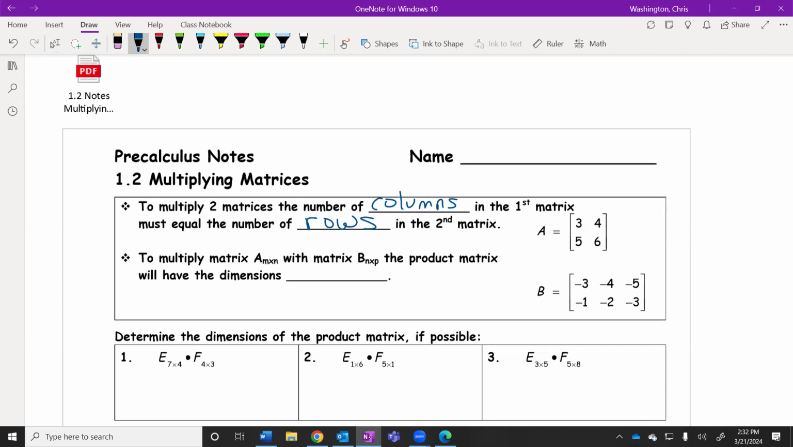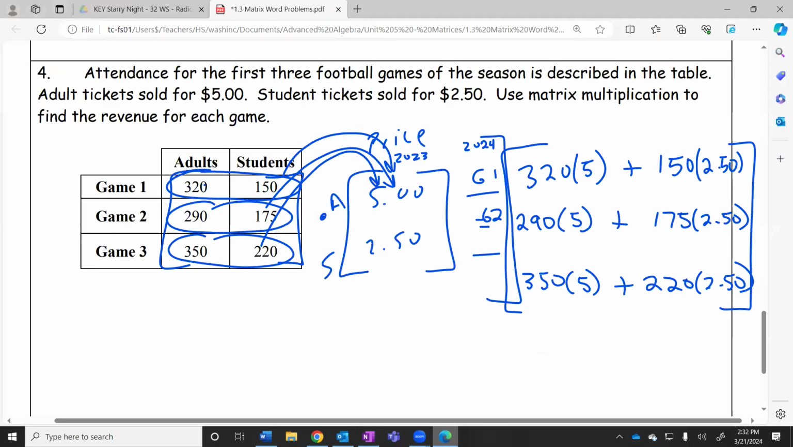Well, let's go back and look at the example we just did. What if we had game 1, game 2, game 3? What if we had adults, students? What if I also had children? I say children, we're talking like preschool, right? Before they get into school. Preschool children. And we know how many tickets we sold to preschool children.